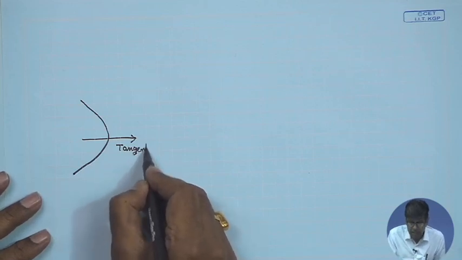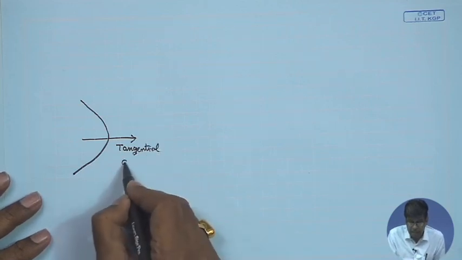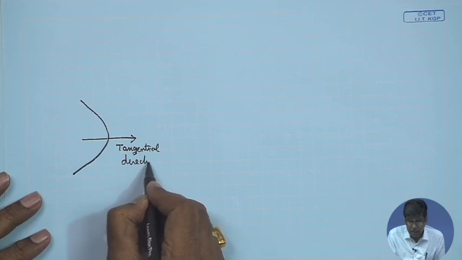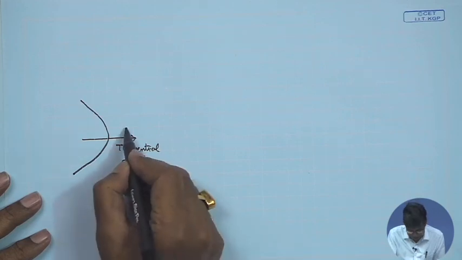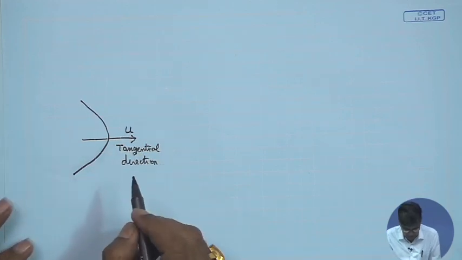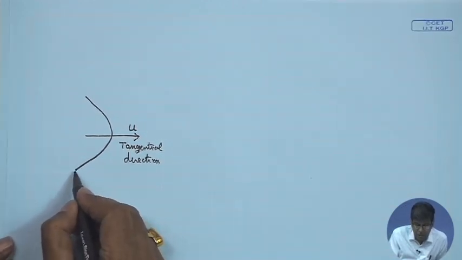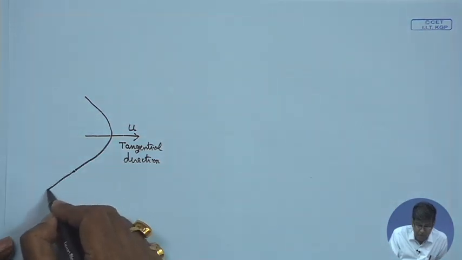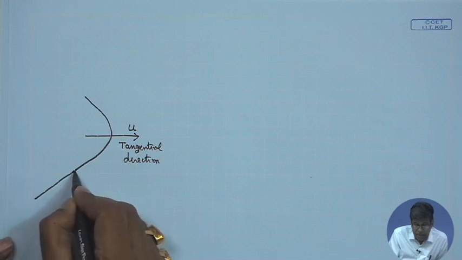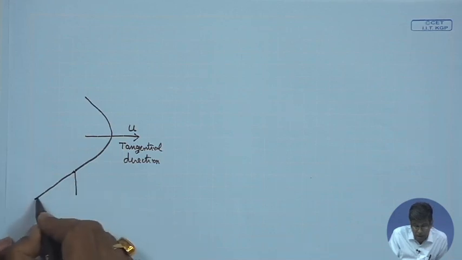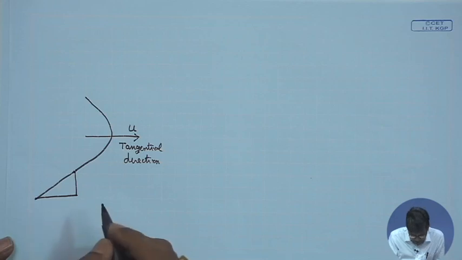Tangential direction. That means this is the direction of the rotor speed u. Now, let me first draw the velocity triangle at the outlet. The relative velocity will be along this, having the same angle as that of the blade at the outlet, and as I have told, the outlet velocity will be purely radial.